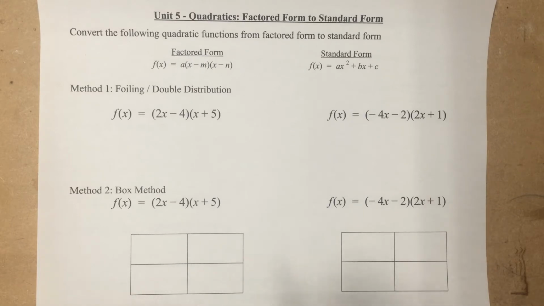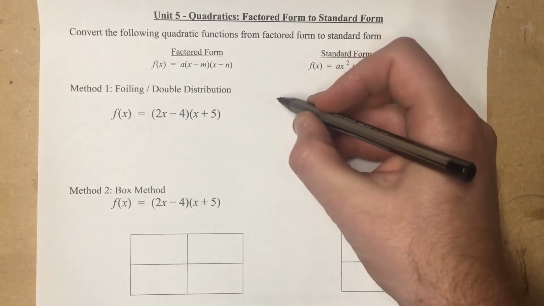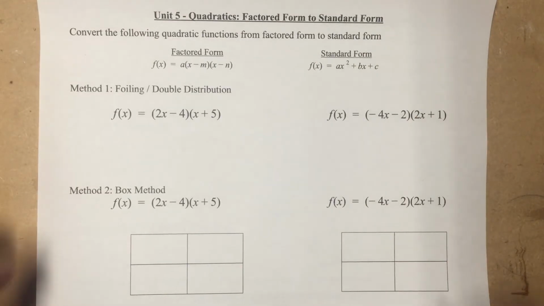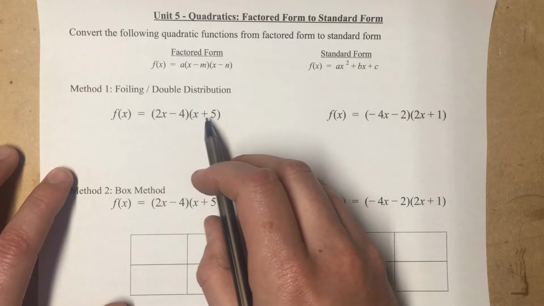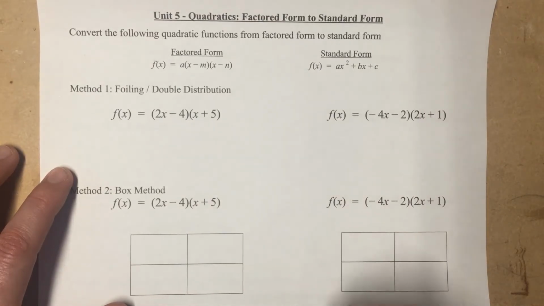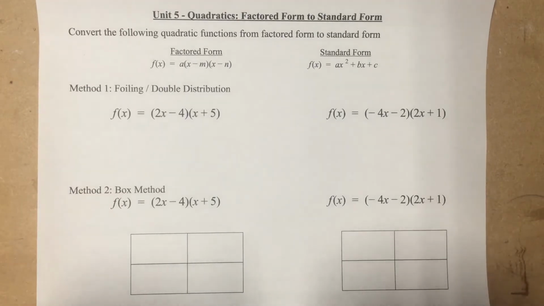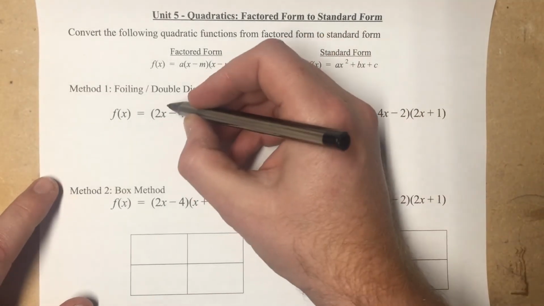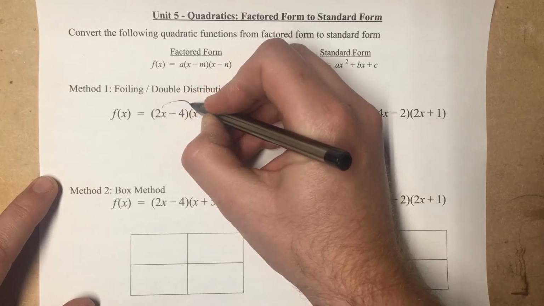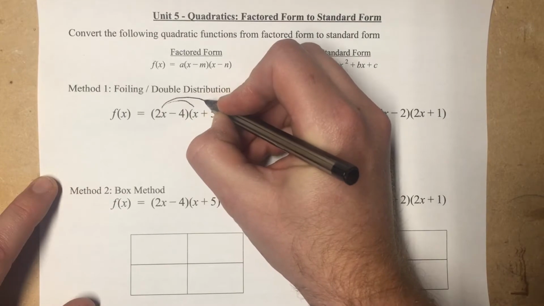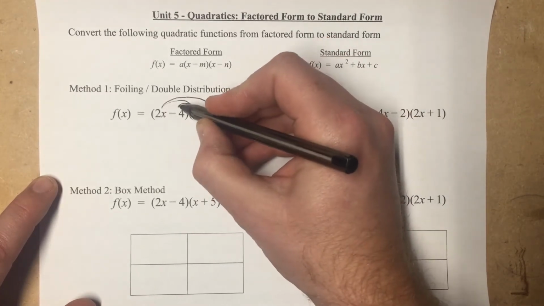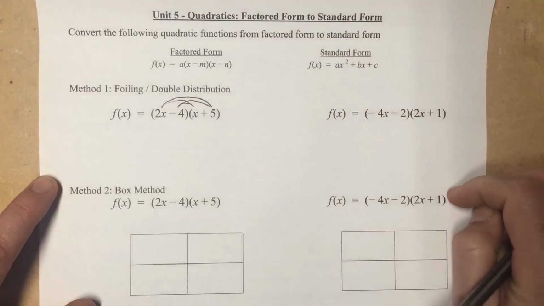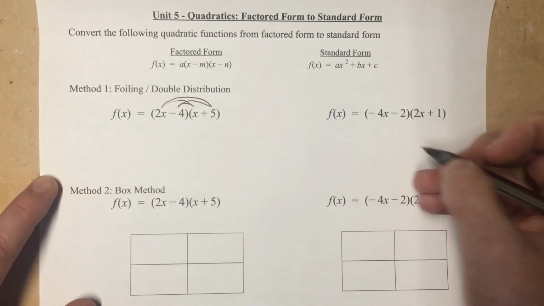All right, let's take a look at method 1, foiling. It's also known as double distribution. Regular distribution is where you take one number and you multiply it to both things inside of the parentheses. But in this case, we have factored form right here. We have two things that are going to multiply to both of these things inside of these parentheses. So this is called foiling or double distribution, because basically what you're doing is distributing twice. So you have this 2x, and it is going to multiply to everything inside of the second parentheses. And also then negative 4 is going to multiply to everything inside of the parentheses. Hence the double distribution. All right, so let's expand this out and do our multiplication.